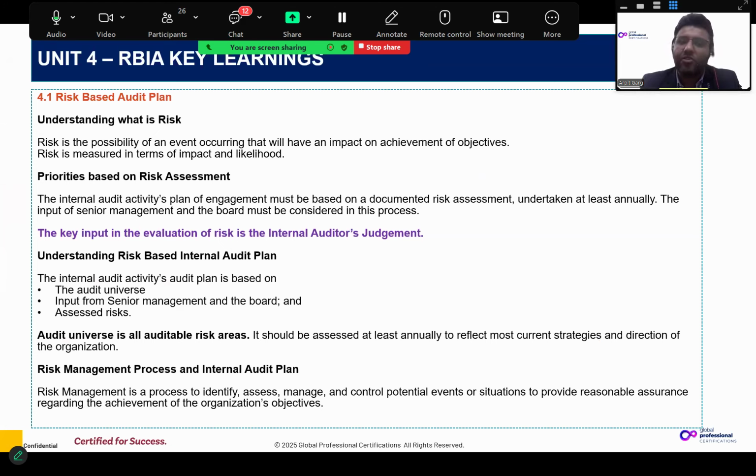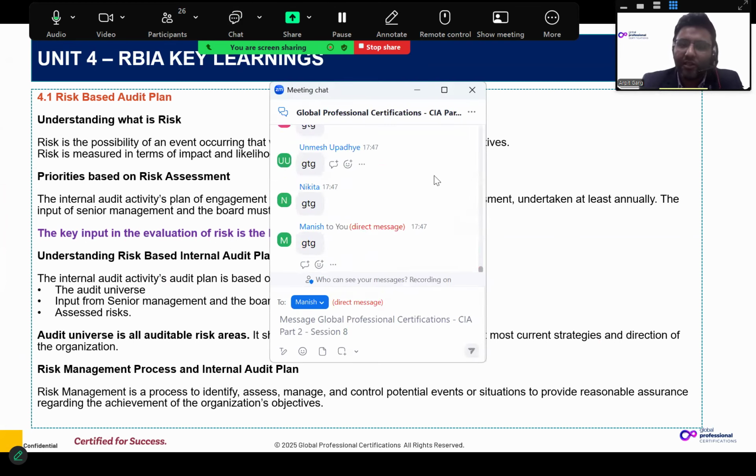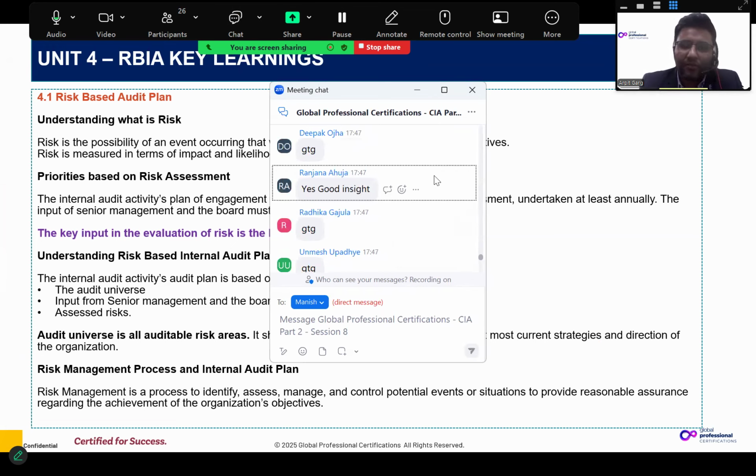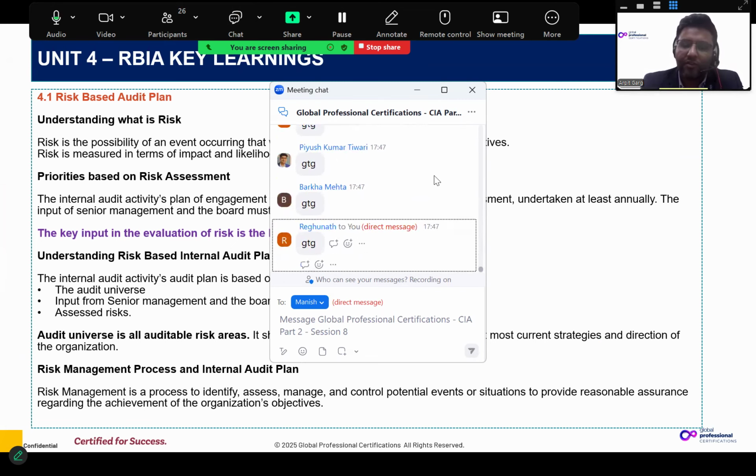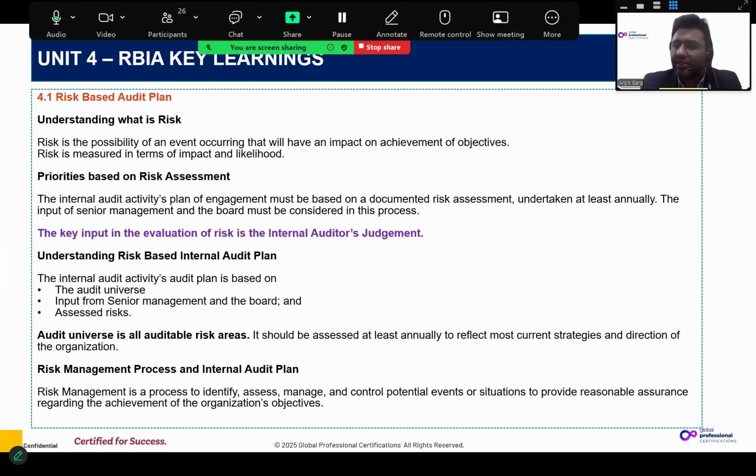So can I see GTGs on the chat box, please? Everyone, can you please put GTGs, right? So I have GTG from Ranjana, we have from Deepak, we have from Radhika, we have from Unmesh, we have from Nikita, we have from Manish, Manali, Nitin, and Shiva, everyone, right? Lovely people. So very, very simple unit, but let's pick this up.